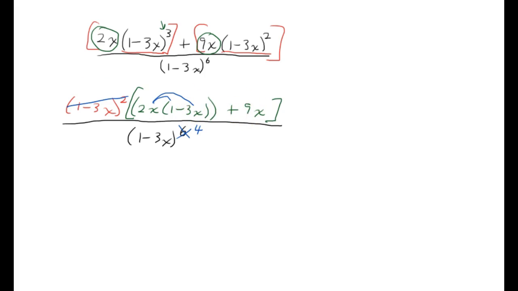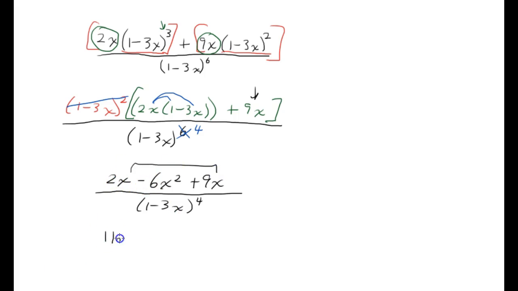After you do that, you combine with whatever's over here, and you might be able to factor something out. So let's just do that real quickly. 2x times 1 is 2x, and 2x times negative 3 is negative 6x squared, and we still have the 9x plus 9x. That's all still over 1 minus 3x all raised to the fourth power. Now we can clean this up real quickly. 2x and 9x come together to give us 11x. So 11x minus 6x squared over that denominator again, 1 minus 3x to the fourth.